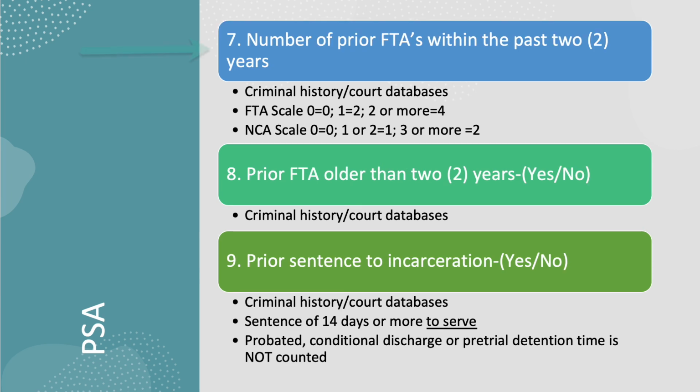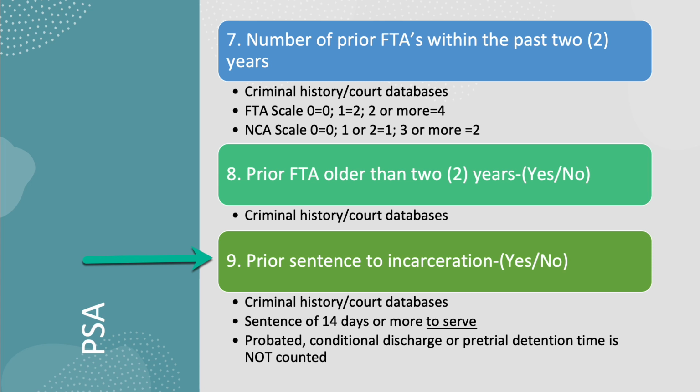Factor 7, number of prior FTAs within the past 2 years. This information can be obtained from the criminal history and court databases and is scored accordingly. Factor 8, prior failure to appear older than 2 years. This is a yes/no answer and can be obtained from the criminal history and court databases. The last factor, factor 9, is prior sentence to incarceration. This is a yes/no answer and can also be found in the criminal history or court database.